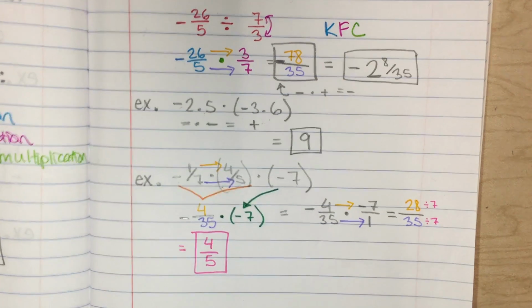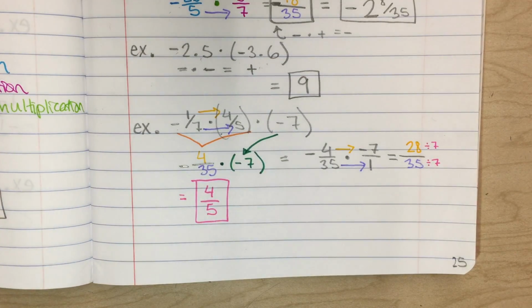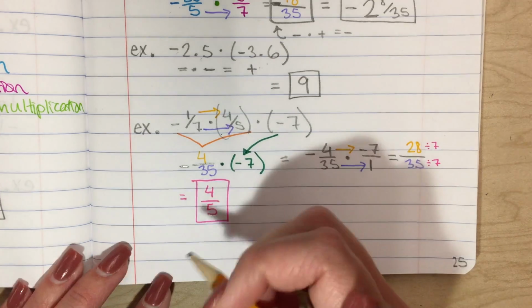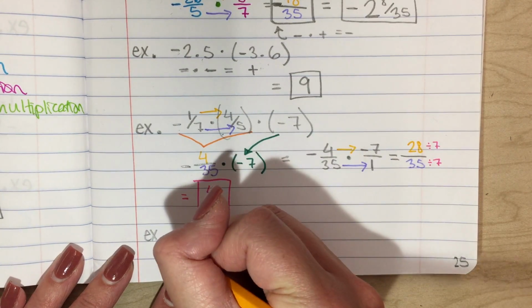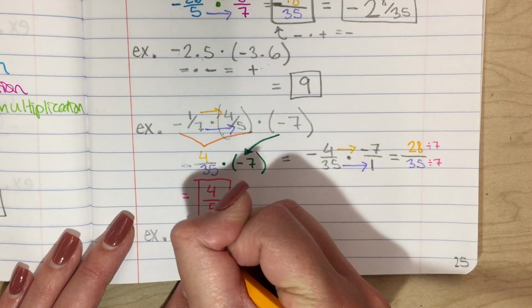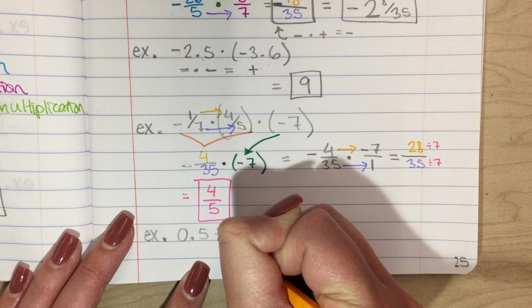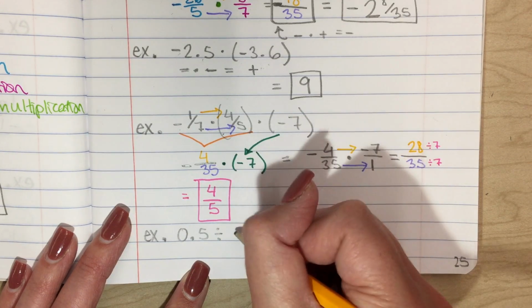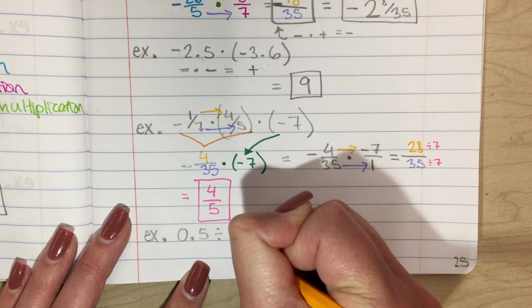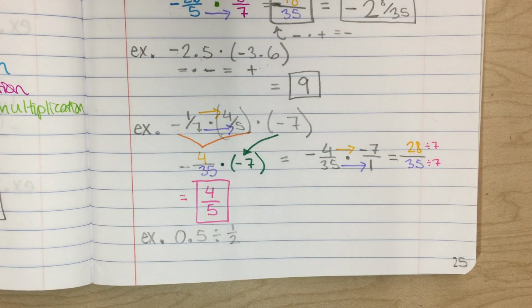And I would like to do one more problem. Let's see what happens if I have enough room down here. If I take a decimal, 0.5, divided by a fraction. So let's do 0.5 divided by 1/2. Let's see what happens if I do 0.5 divided by 1/2.